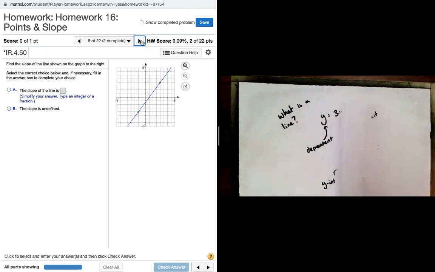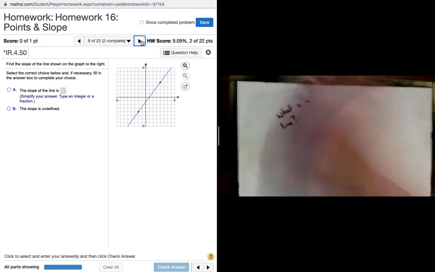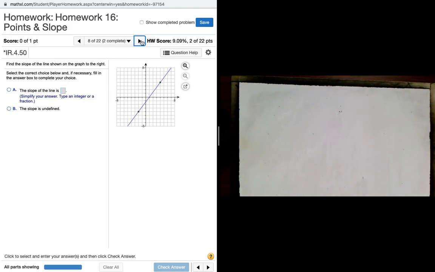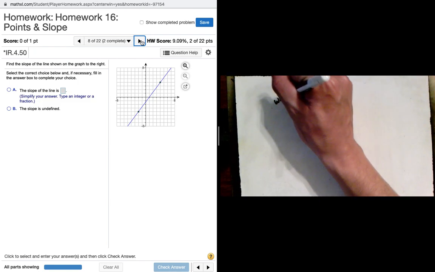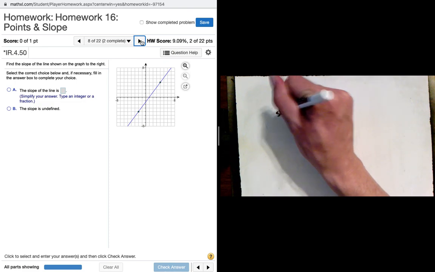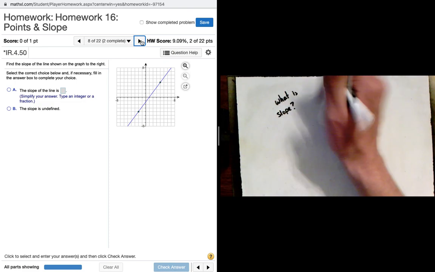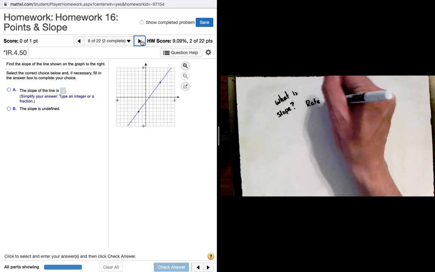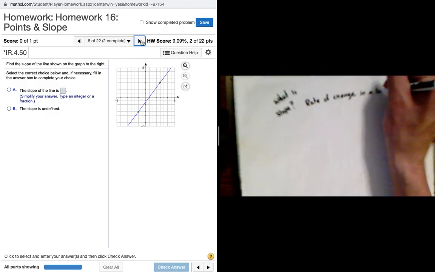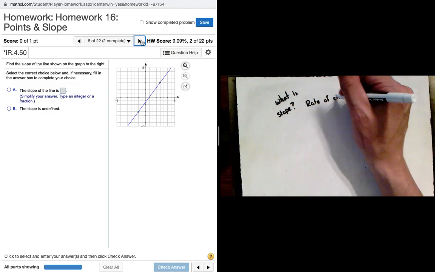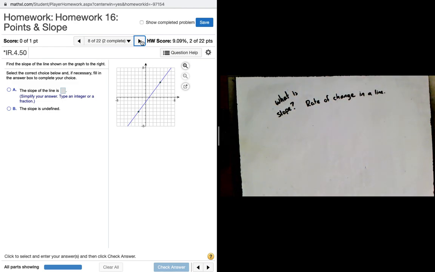Construction of lines leads us to the discussion of slope. So what is slope? Slope is the rate of change in a line. It tells us how quickly or slowly a line is changing. It also tells us by its positive and negative sign whether a line is increasing as we read from left to right or decreasing as we read from left to right.